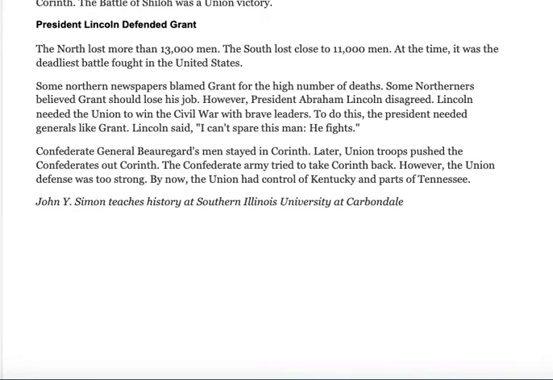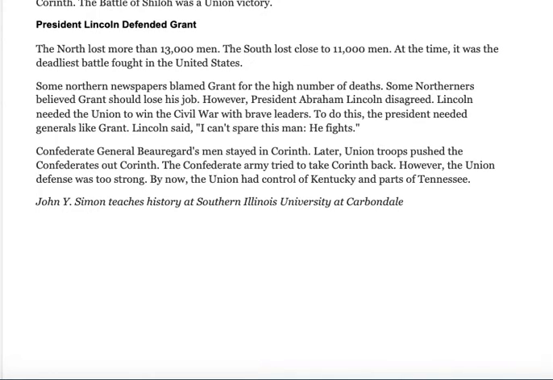Some Northern newspapers blamed Grant for the high number of deaths. Some Northerners believed Grant should lose his job. However, President Abraham Lincoln disagreed. Lincoln needed the Union to win the Civil War with brave leaders. To do this, the president needed generals like Grant. Lincoln said, "I can't spare this man. He fights." Confederate General Beauregard's men stayed in Corinth.